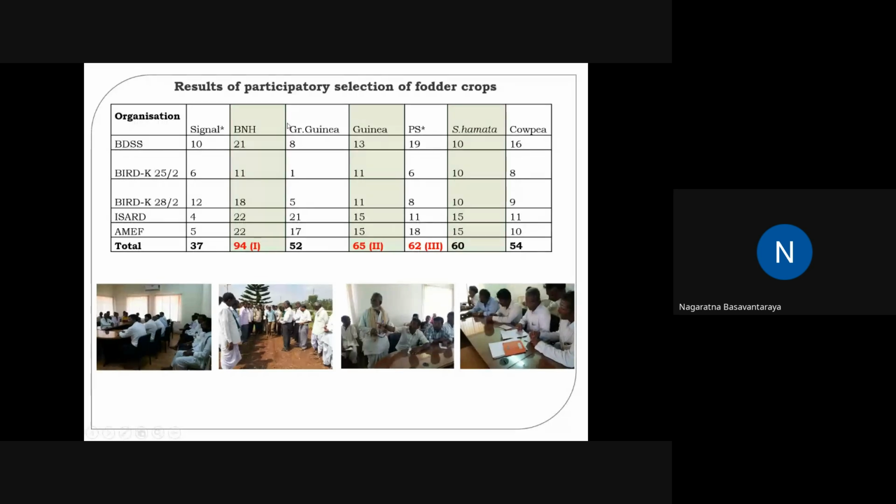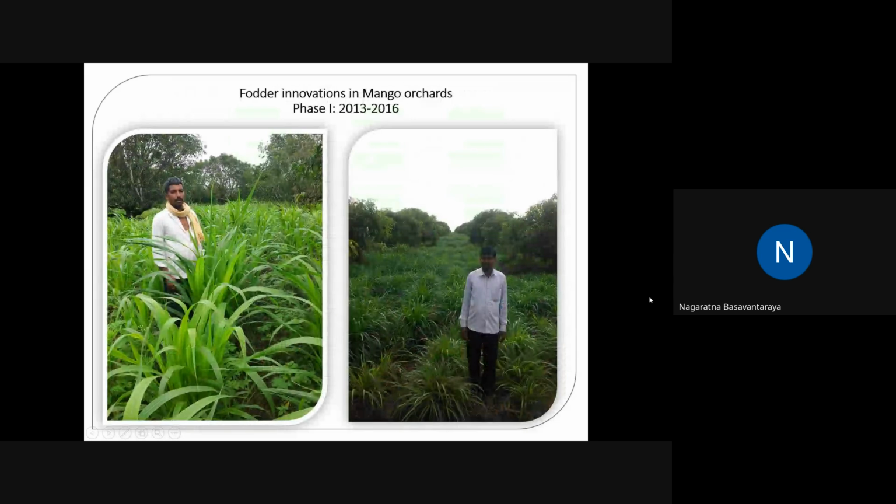Many of the farmers, in spite of being told that Bajra Napier hybrid, though it grows very tall and gives good yield, is of poor quality, still prefer to grow it, because of the visual effect. It grows so tall, it just appears like a sugarcane crop. So most of them prefer the Bajra Napier hybrid, followed by Guinea grass as well as the perennial fodder sorghum.